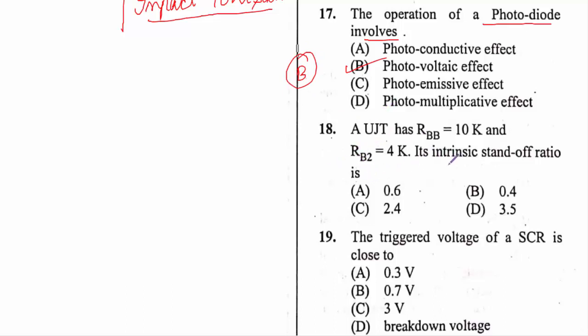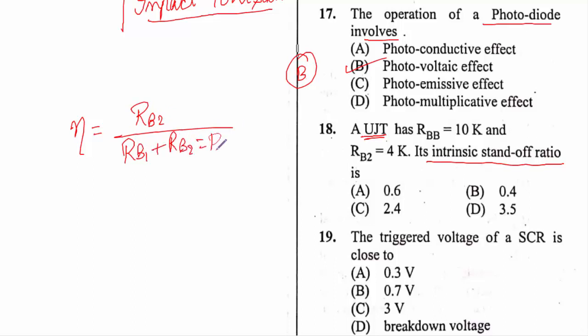18th question what they have given is we have to calculate intrinsic standoff ratio in the case of UJT. We know that intrinsic standoff ratio eta is given by RB2 divided by RB1 plus RB2. What is RB1 plus RB2? Which is RBB. So you will be getting, what is the value of RB2? It is 4K divided by, what is the value of RBB? It is 10K.